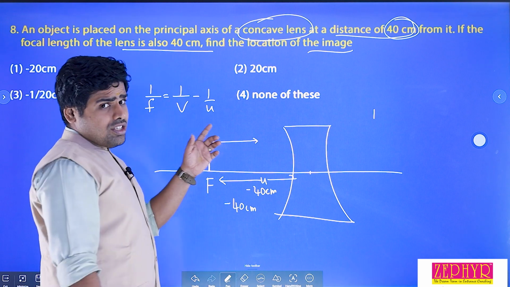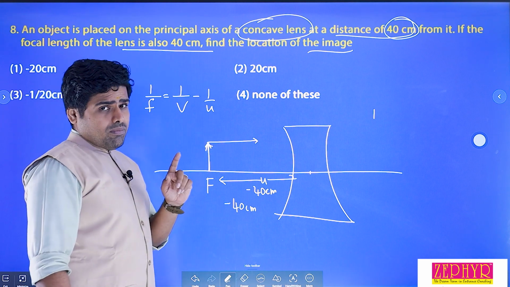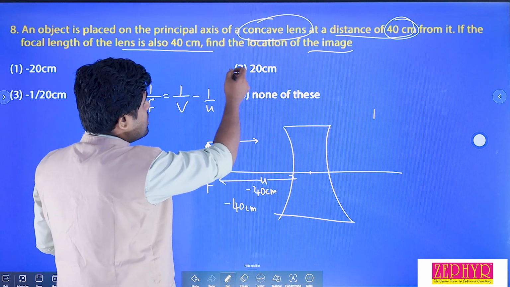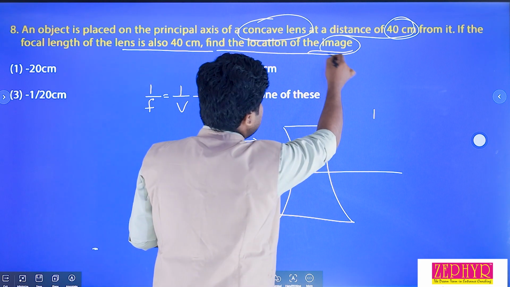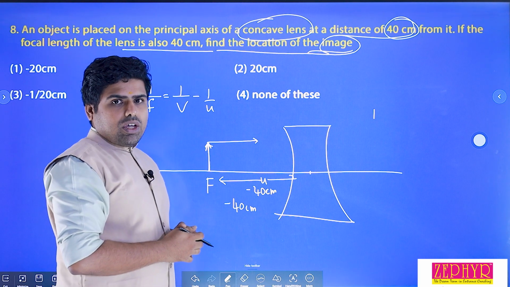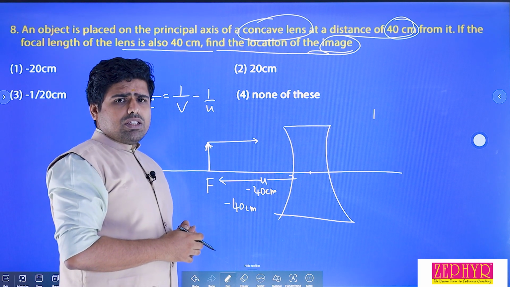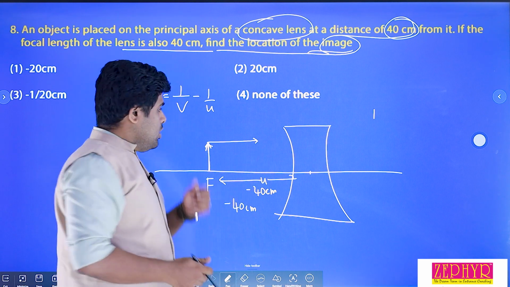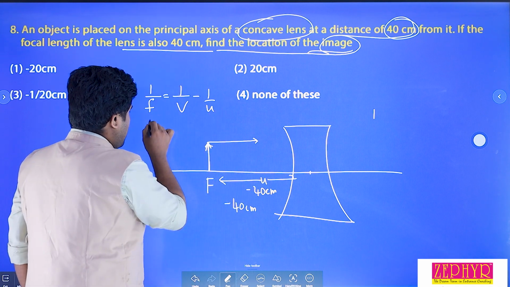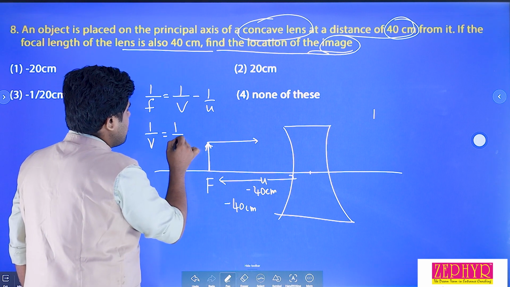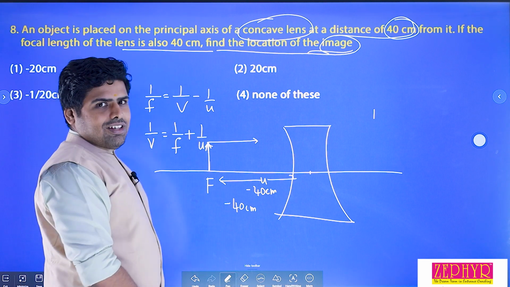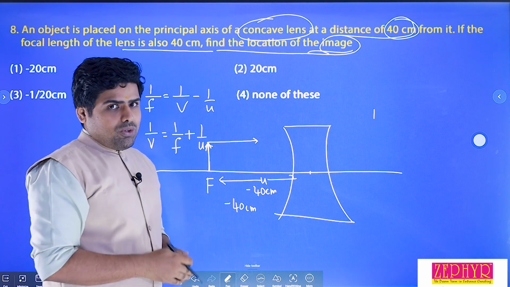Okay, so I rearrange this equation to find the value of v. What is v? v is the image distance. See, here our question is to find the location of the image. So how do we find the location of the image? We find the image distance. That is the location of the image. So I rearrange this equation like 1 by v is equal to 1 by f plus 1 by u, right?